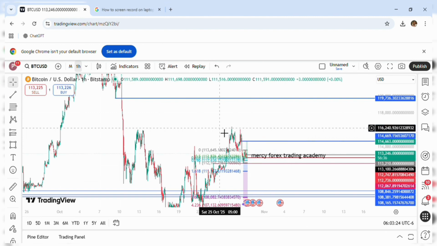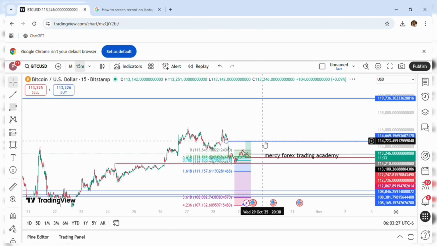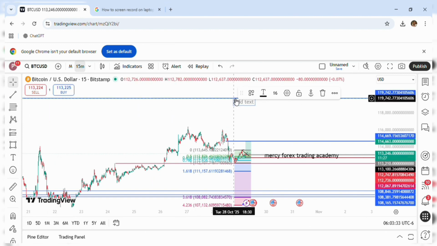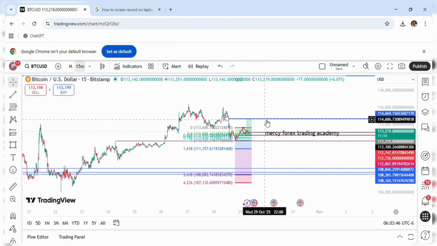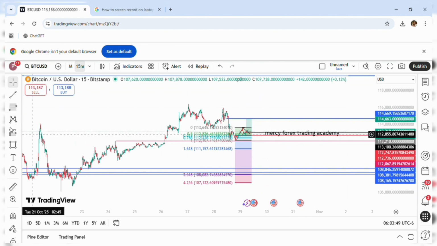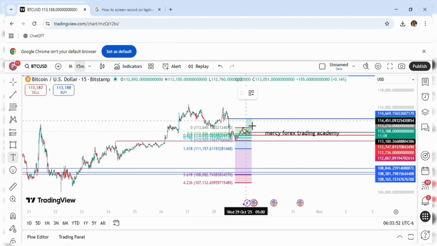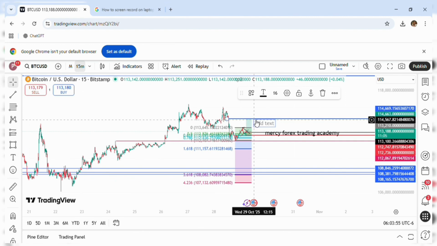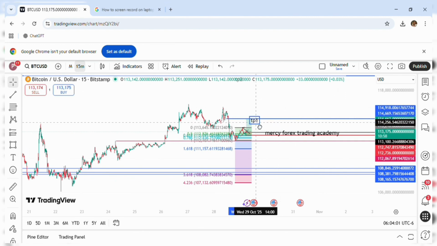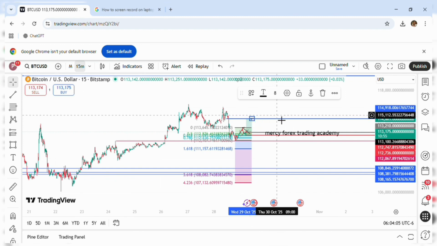So let me come to 15 minutes. I've analyzed the market already. This is TP2 where I'm looking BTC to go. That is my draw on liquidity where I'm looking BTC to go next. You understand? This is my TP2, and this one down here is my TP1. Let me make it a bit smaller. It is too small. Let's do 12.